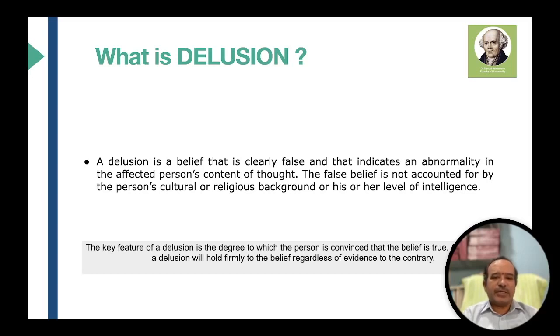The key feature of delusion is the degree to which the person is convinced that the belief is true. A person with a delusion will hold firmly to the belief regardless of evidence to the contrary. Even if someone says that it is not true, even if someone really tries to convince them, they won't believe. They won't come into the normal state. They think that it is there, and they hold a firm belief in their perspective.